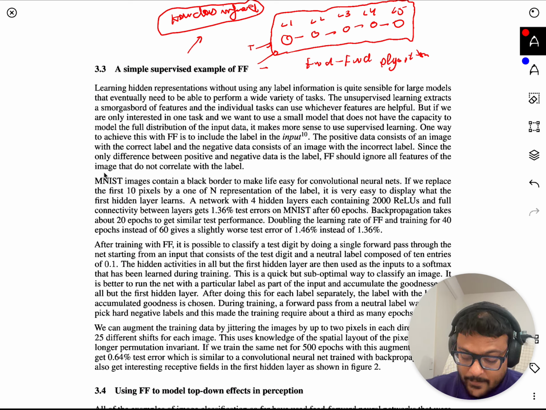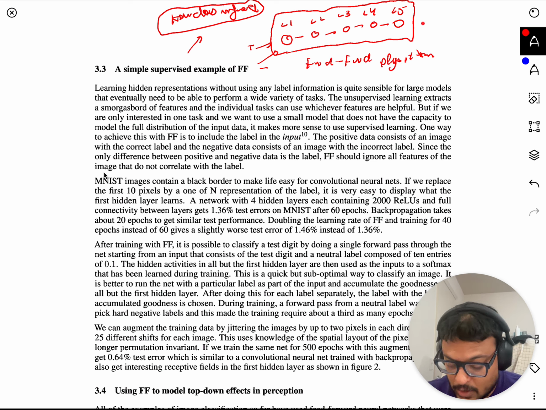On top of your last layer, you can train a softmax. You can train a softmax to take the features from the last layer and predict which class it belongs to. That should be easily possible.